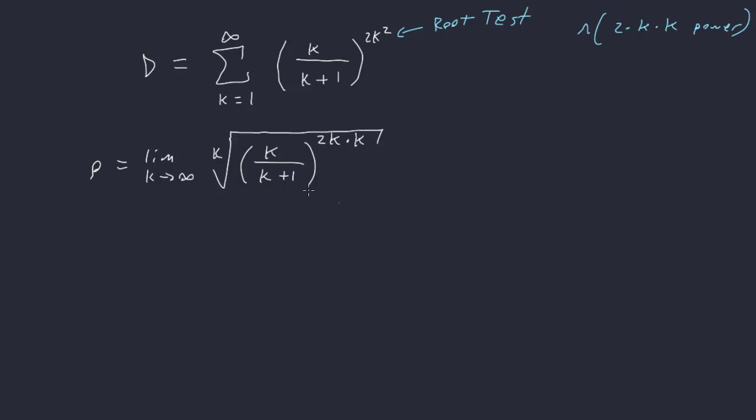Now, I like to write it this way just to keep things straight in my head. Do keep in mind, this squared is only affecting the k. It's not affecting both the 2 and the k. All right, so these guys cancel. Then we get the limit as k goes to infinity of k over k plus 1 raised to the 2k.